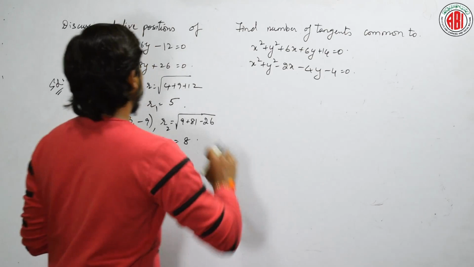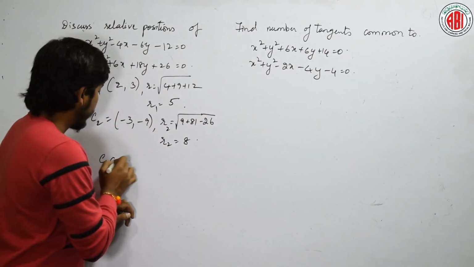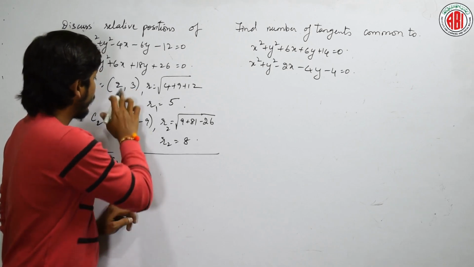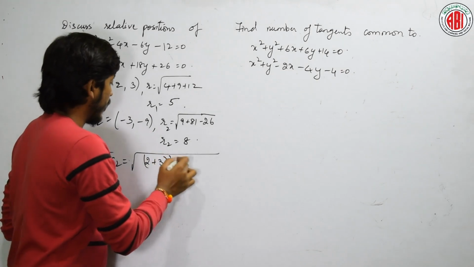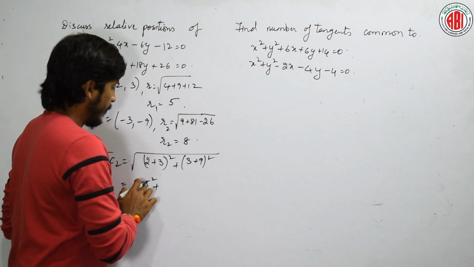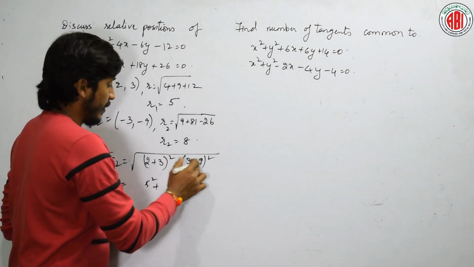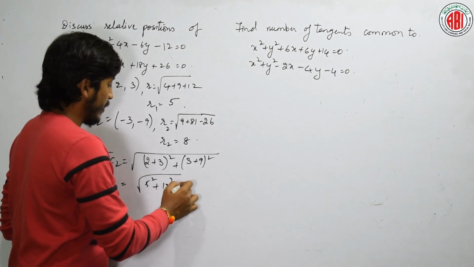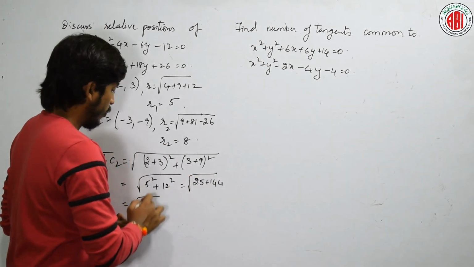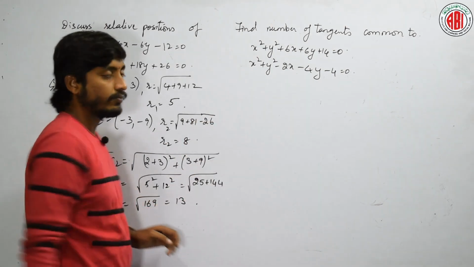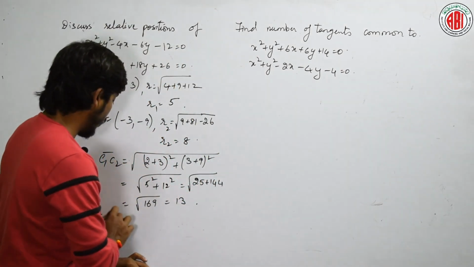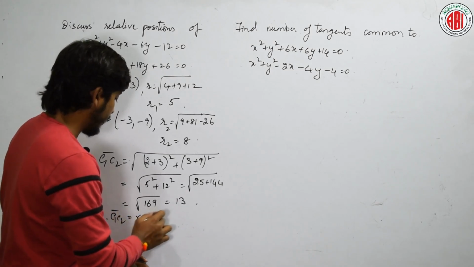So, let us find the distance between these 2 points. C1 C2 distance is under root x2 minus x1 whole square plus y2 minus y1 whole square, that is 2 plus 3 whole square plus 3 plus 9 whole square. 2 plus 3 is 5 square, 3 plus 9 is 12 square. How much is it? 25 plus 144, that is root 169, which is 13. Now just add 8 plus 5, is it not 13? Yes, it is 13. Therefore, C1 C2 distance is R1 plus R2.